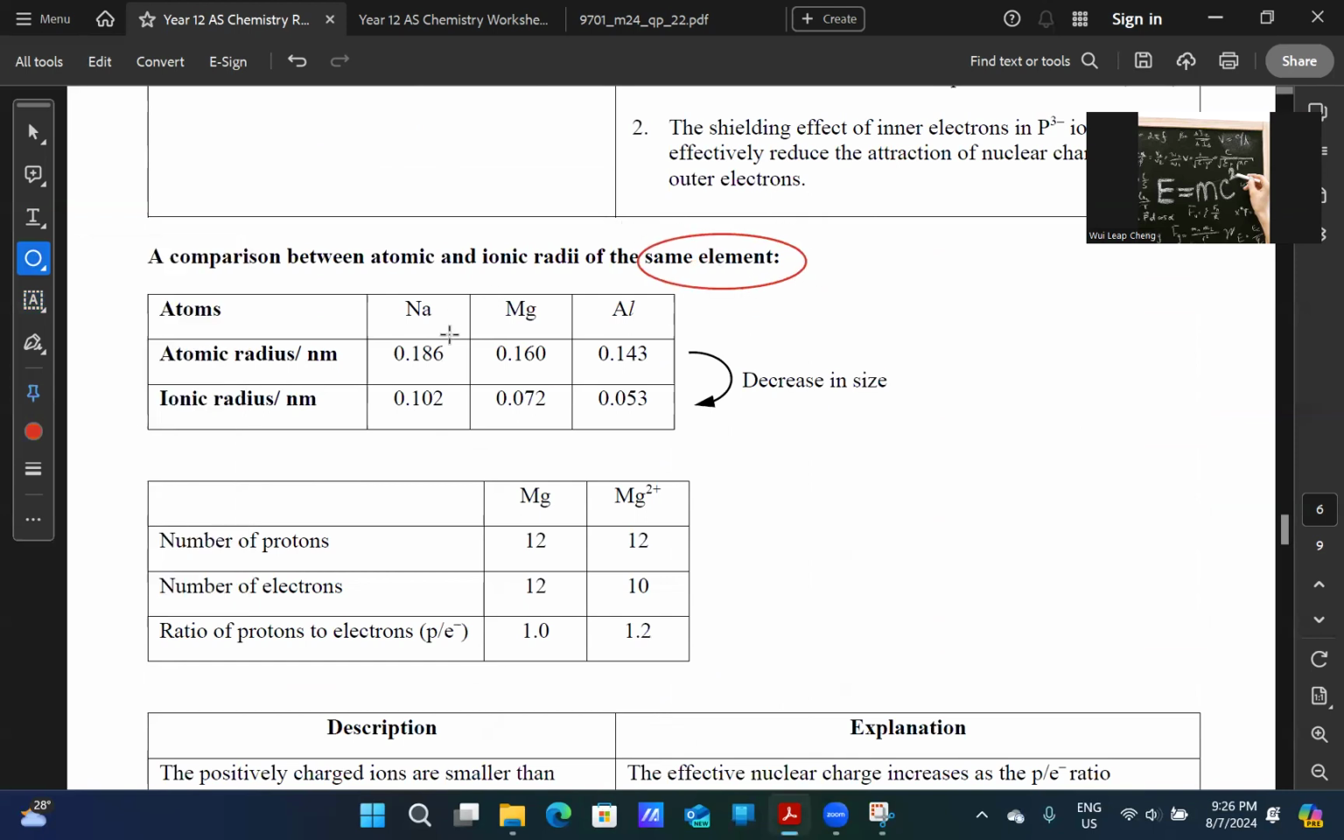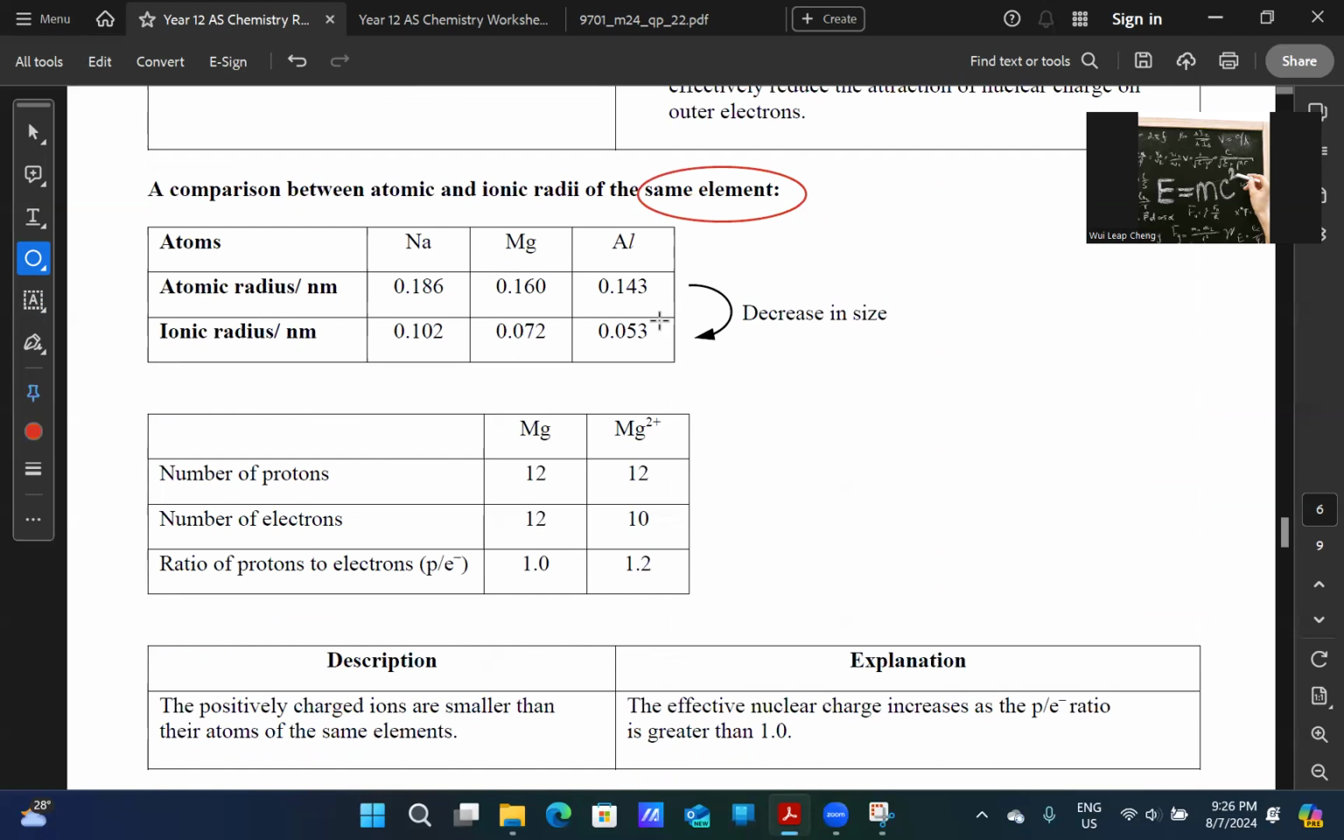Okay? Now, if we compare the same element, compare the same element, atomic radius.